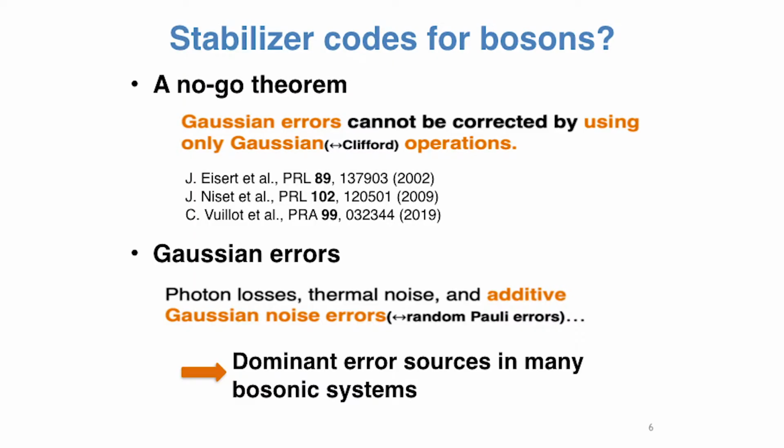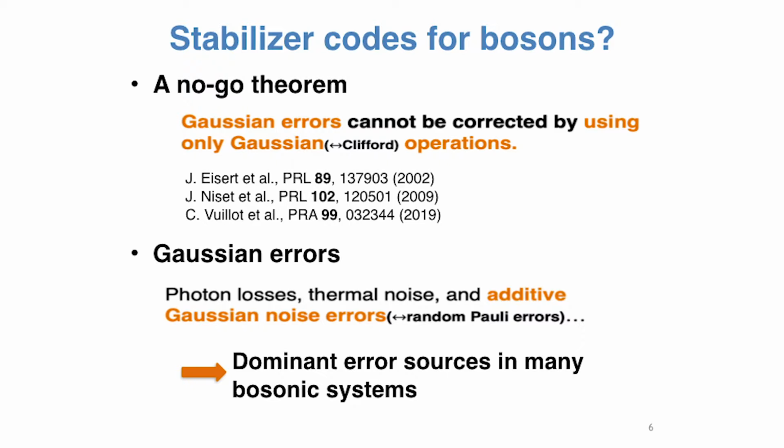And this is really problematic because Gaussian errors include photon losses, heating, and additive Gaussian noise error. Especially the additive Gaussian noise error is kind of like a random Pauli error. So this no-go theorem is imposing a really hard limitation on the practicality of Gaussian error correcting schemes. So it means that if we define a bosonic code by directly translating the stabilizer code into bosonic systems, we end up getting some Gaussian error correcting scheme, and by this no-go theorem, it cannot be useful.